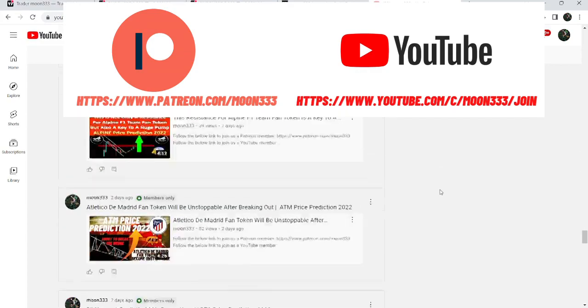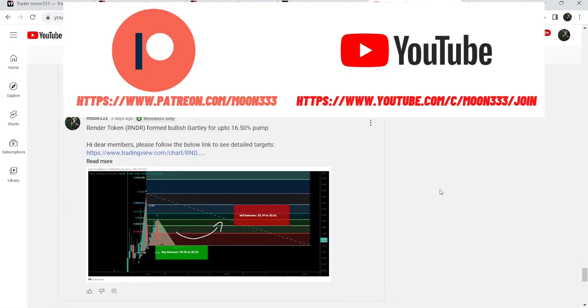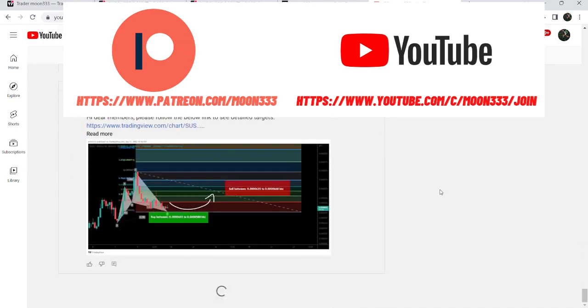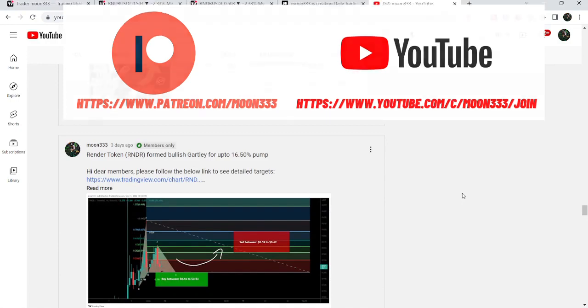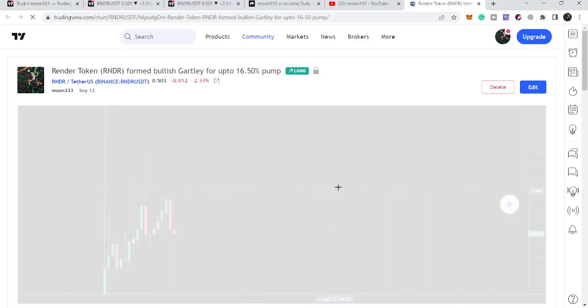And first of all, let me begin with my recent trade setup of Render token that I shared for my members at the Patreon almost 3 days ago. And that was a harmonic bullish reversal move. And by the way, this was a chart, and this pattern was formed with the US dollar pair. And I think this was the 4-hour time frame chart.